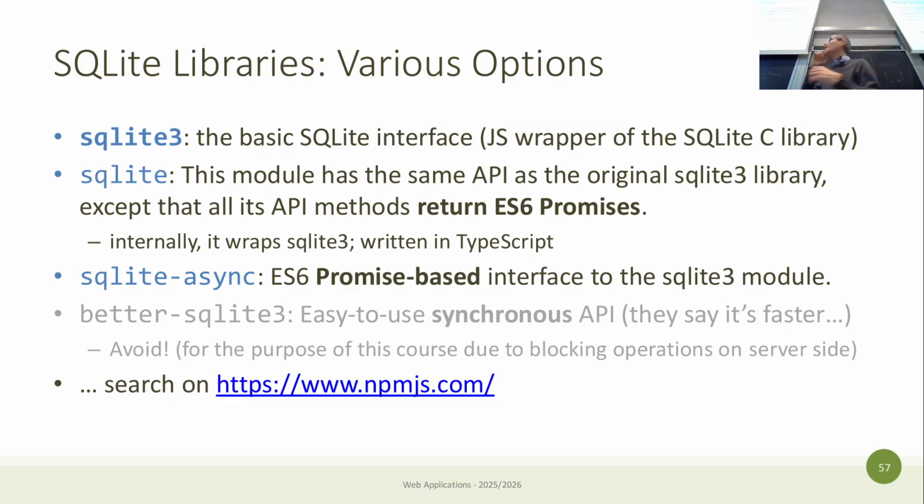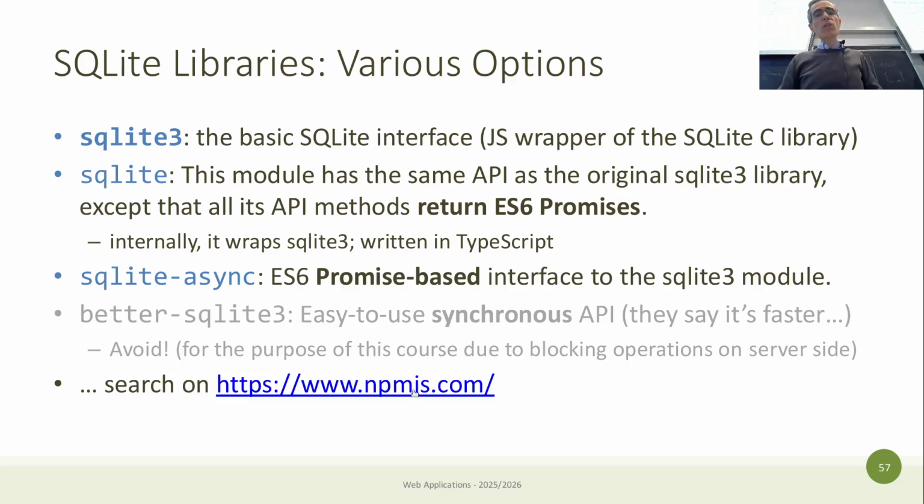And since basically we are using SQLite on the server side, and next time we will write some code on the server side, and the server must not be blocked by a single request, okay? Must be able to accept other requests while it's processing one, because it's accessing the database file and so on. We don't want to use synchronous interfaces. That's why it's grayed out, okay?